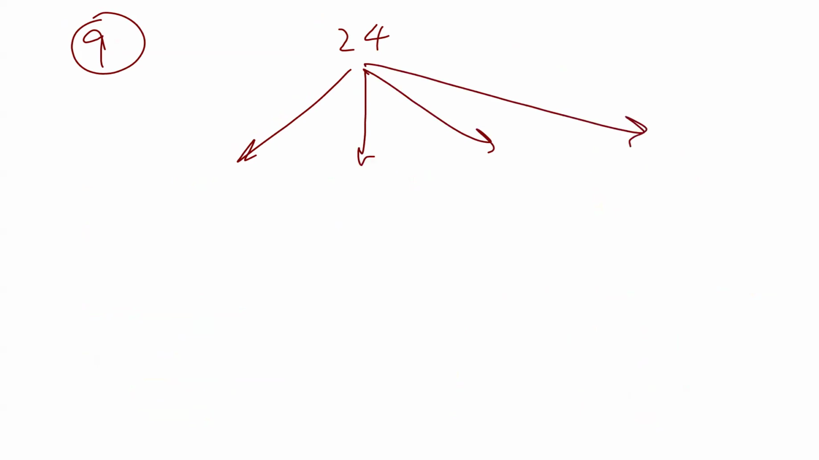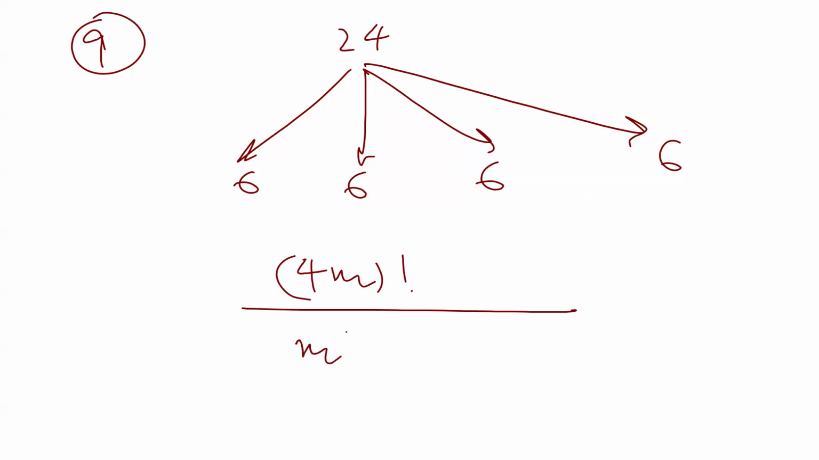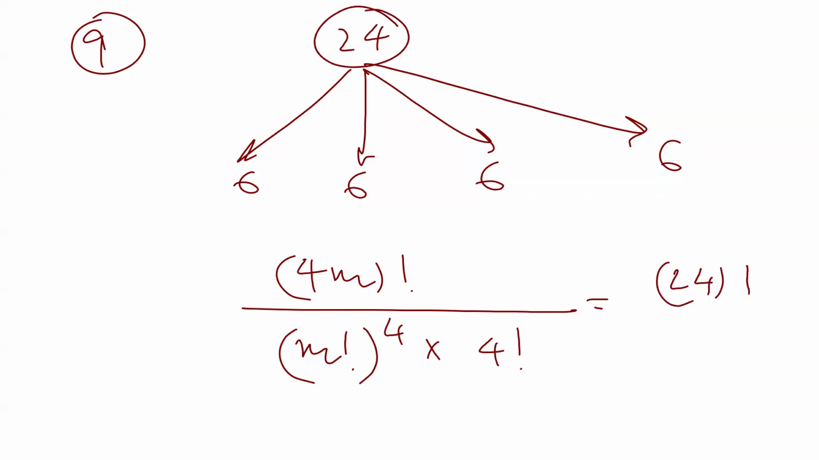Question number 9. So now there are 24 different things, and we need to divide these things into 4 heaps so that, okay, so it's only division. Each group will have 6. So it is division into equal groups, not unequal groups. So the formula over here will be 4m factorial upon m factorial raised to 4 into 4 factorial. The 4m is 24. So 24 factorial.